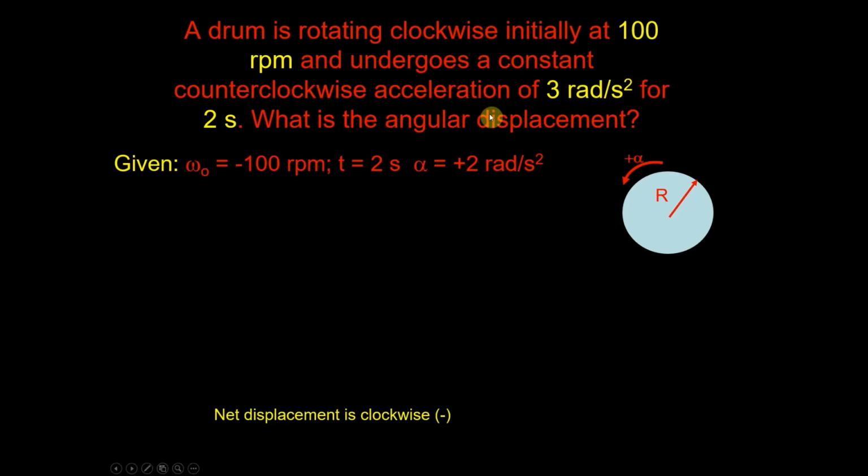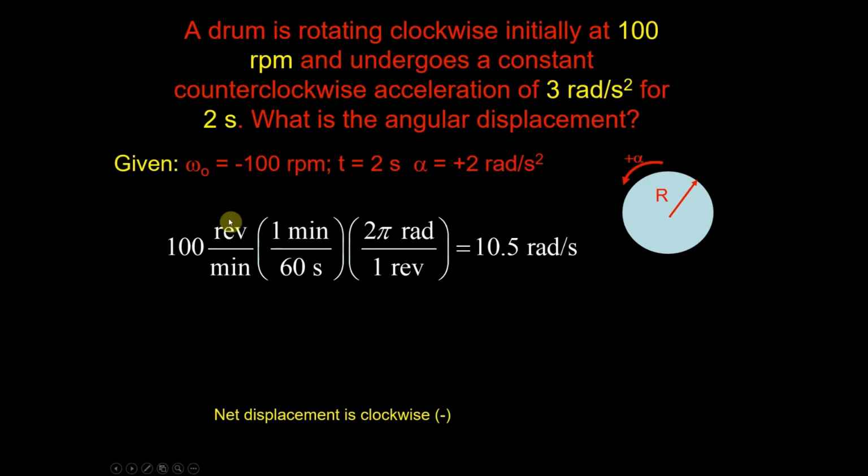Here we are applying an acceleration of 3 radians per second for 2 seconds. What's the angular displacement? Well, take our 100 RPM, that means revolutions per minute. That's the convention, that's the way it's written. So revs per minute. We're going to divide by 60 to get it into seconds. We're going to multiply by 2 pi to get it into radians. So 100 times 2 pi over 60 gives you your radians per second here. And that'll give us 10.5 radians per second.